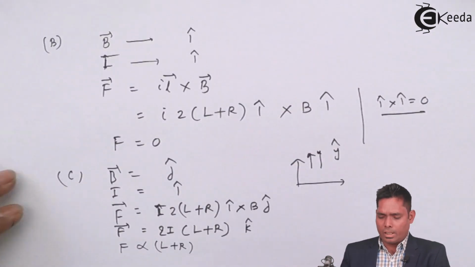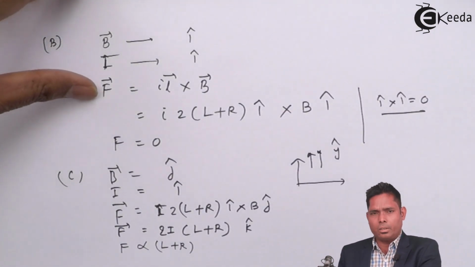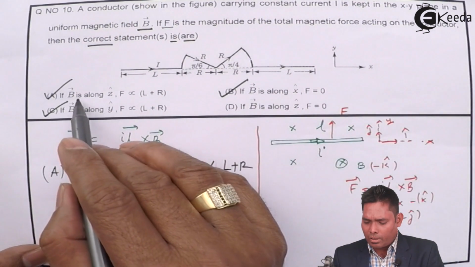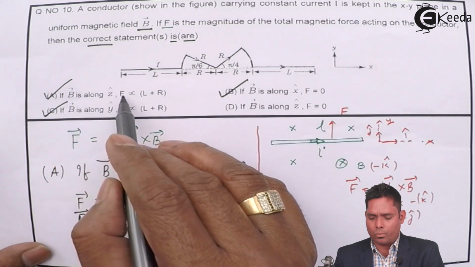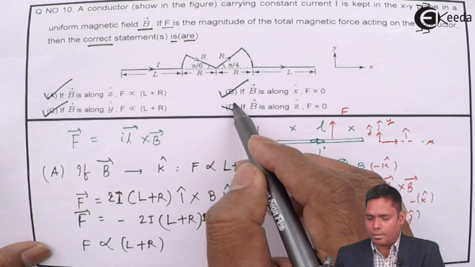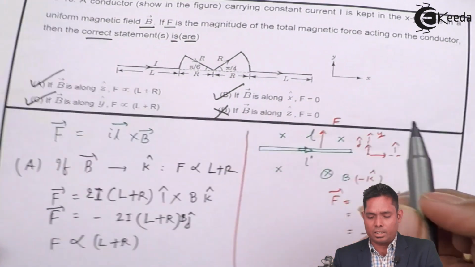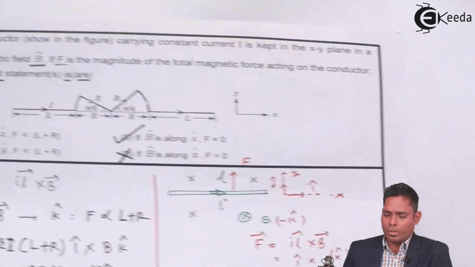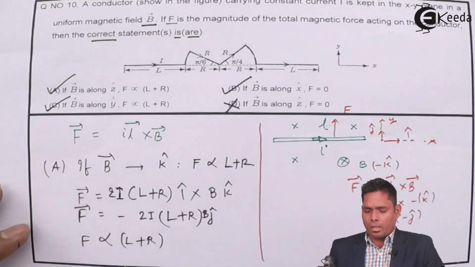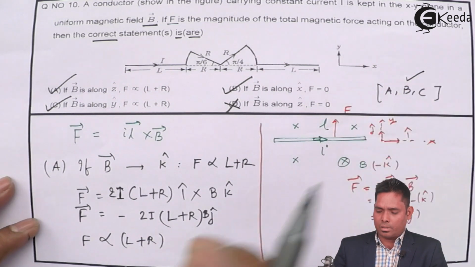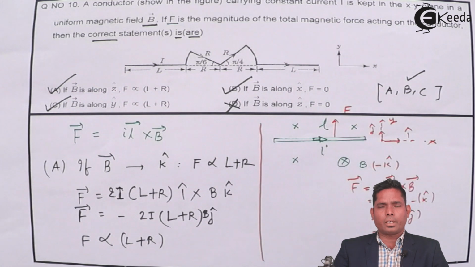The last one, we'll see option D. It says that if B is along the z direction, then force is 0, but we already calculated that if B is along the z direction, force is proportional to this, so this cannot be right. So ABC is the correct answer. For this question number 10, ABC are the right answer. Okay, thank you.